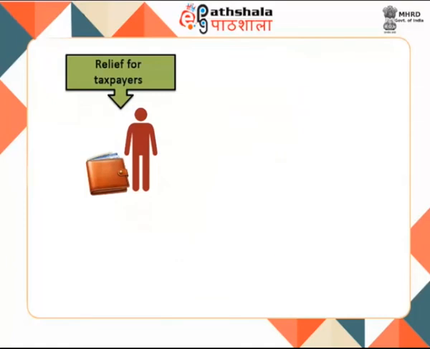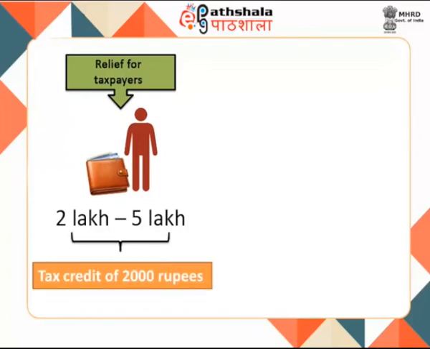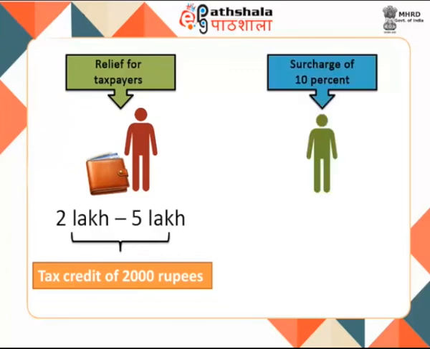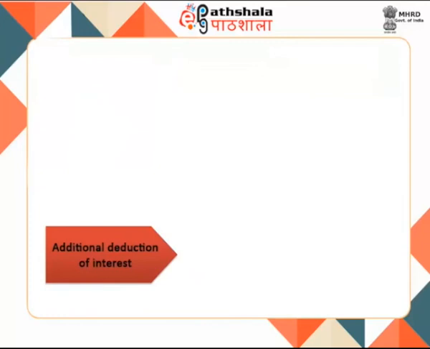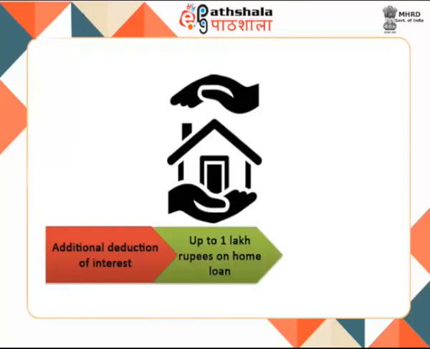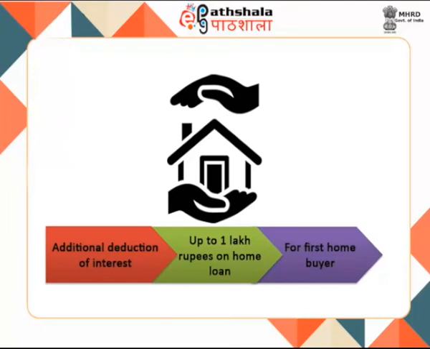Relief for taxpayers in the bracket of 2 lakh rupees to 5 lakh rupees, tax credit of 2000 rupees to every person with total income up to 5 lakh rupees, surcharge of 10% on persons with taxable income exceeding 1 crore rupees, additional deduction of interest up to 1 lakh rupees on home loan for first home buyer.